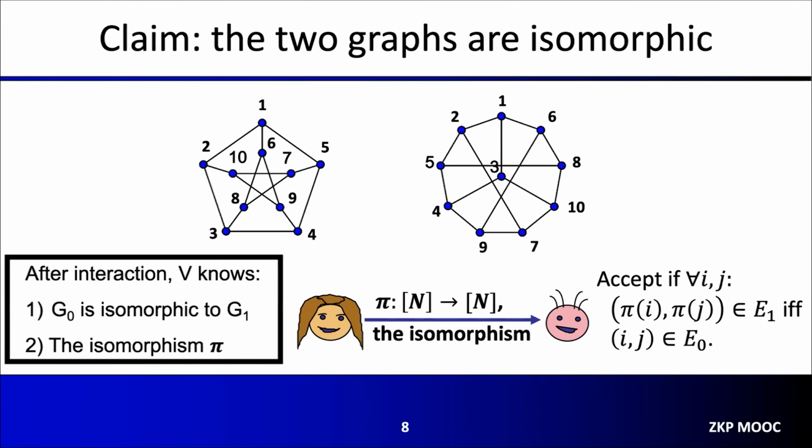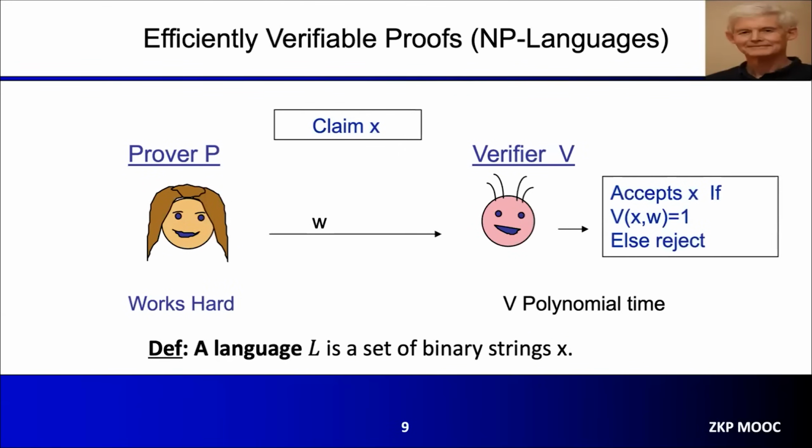After the interaction, the verifier will believe that two graphs are isomorphic if he got a good isomorphism, but he also knows an isomorphism. So all of these examples are examples of NP proofs. Now, of course, we are not interested in a particular number n or particular number y or particular pairs of graphs. We're interested in the problem more generally, and we call this a language.